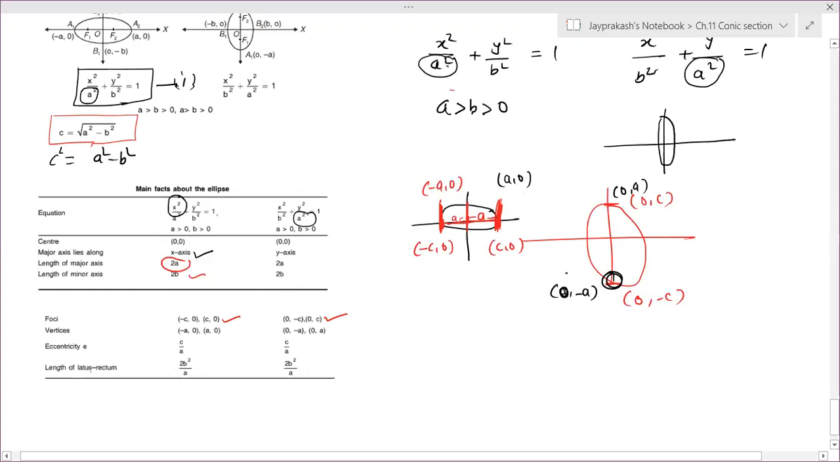Now if we talk about the length of latus rectum, so the length of latus rectum is 2b square upon a in both the cases, while the eccentricity is c by a. Now the question is, what is the latus rectum and what is eccentricity? So the definition of the latus rectum is, it is a chord through the foci perpendicular to the major axis. Like this. It is a chord through the foci.